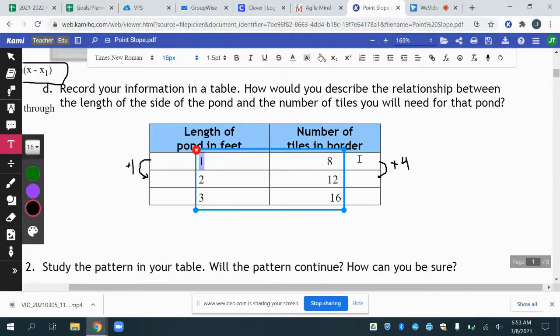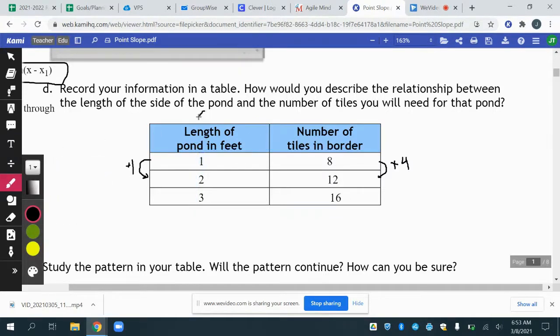So you might be tempted to say it starts at 8 and it goes up by 4s. But it doesn't start at 8 because this is not a 0. Remember, y-intercepts are where this equals 0. So if I go backwards and find a place where this equals 0, this has to go up by 1, from 0 to 1. This would have to go up by 4 from something to 8, which means this should start at 4.